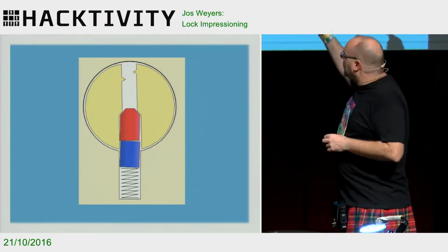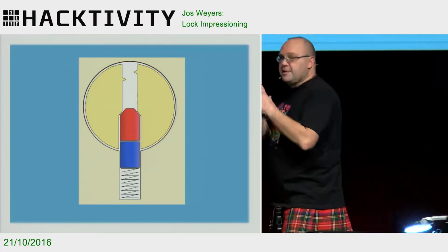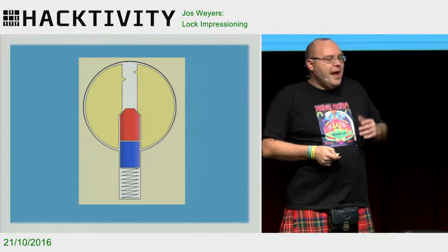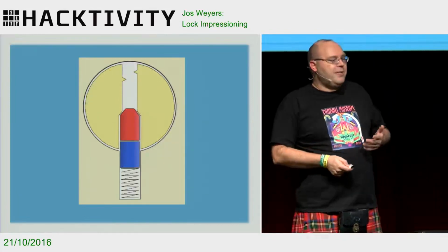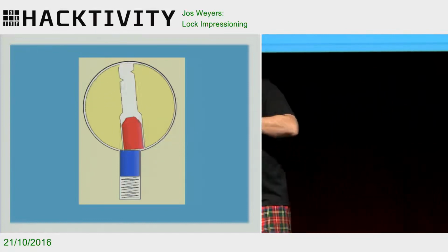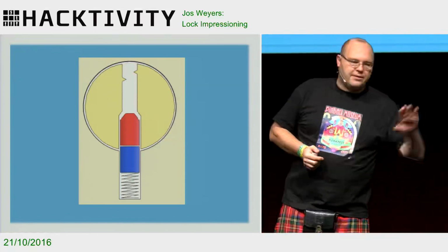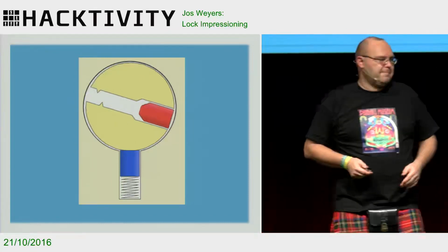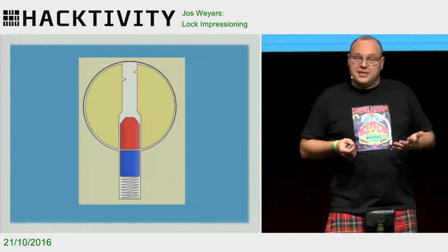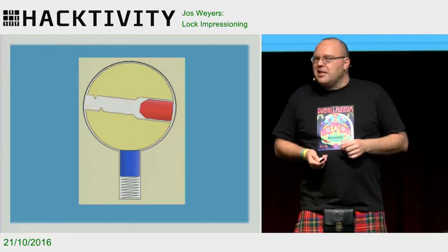You see there's 2 bits of metal, and under it there's a spring. Otherwise gravity would take over and all hell would break loose. And so what you need to do in order to open this is push the whole stack down until the shear line between the blue and the red bit is at the shear line, basically. So that's a 1-pin stack lock. That's easy. They don't exist that much.